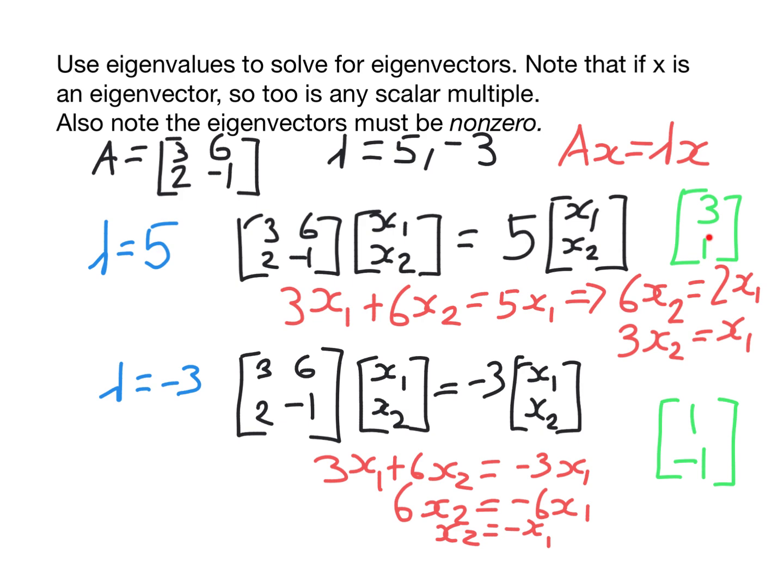So this is an eigenvector. If you multiply A by this vector, you just get 5 times the vector, 15, 5. If you multiply A by this vector here, you just get negative 3, positive 3. You get negative 3 times this vector.